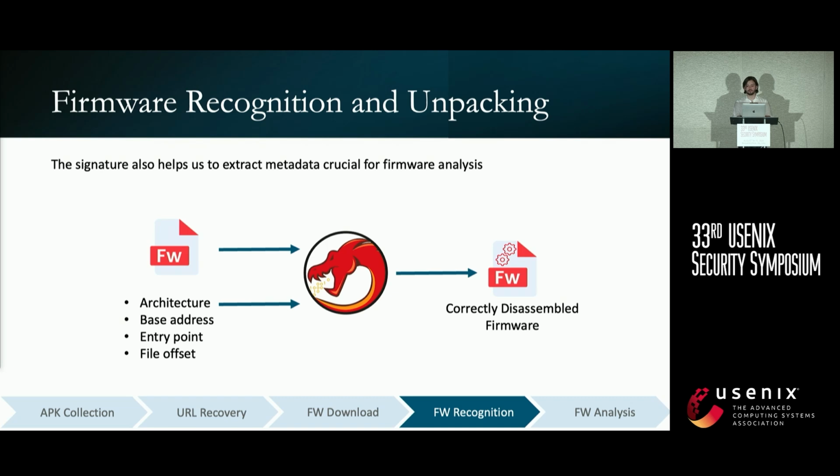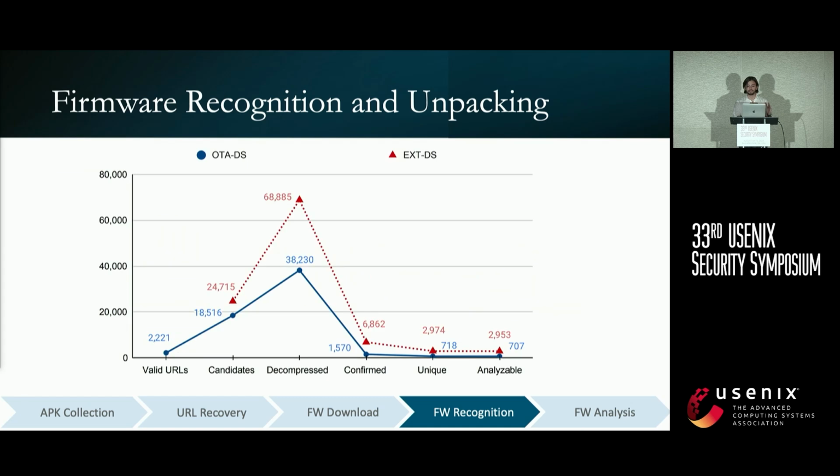Signatures are valuable not only for identifying firmware, but also for extracting metadata crucial for firmware analysis. For instance, using Ghidra, specifying details like the architecture, the base address, and the memory map significantly improves the accuracy of the disassembly and reduces manual effort. In this graphic, we can see the process numbers throughout the previous steps. The blue line corresponds to images collected using the first method of firmware distribution, OTA, while the red line corresponds to images collected using the second method. In the end, we've got 3,692 unique images.